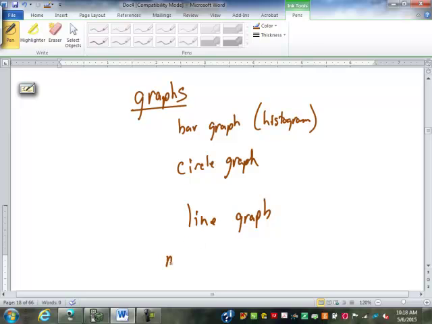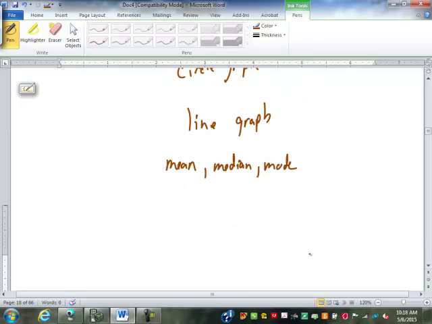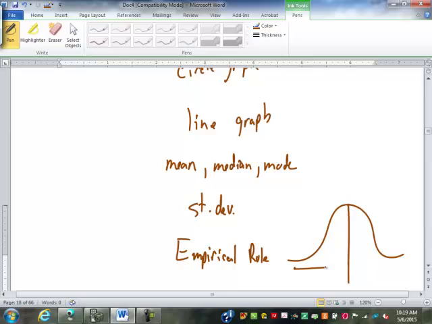You'll need to be able to calculate mean, median, and mode. You need to be able to do a standard deviation calculation. How do you do the standard deviation again? That's the 6-step process. Find the mean, subtract the mean from each number, square it, add them up, divide by n minus 1, square root. Okay. You will need to be able to do the empirical rule. That's the bell curve with all the percents underneath it that we did today.